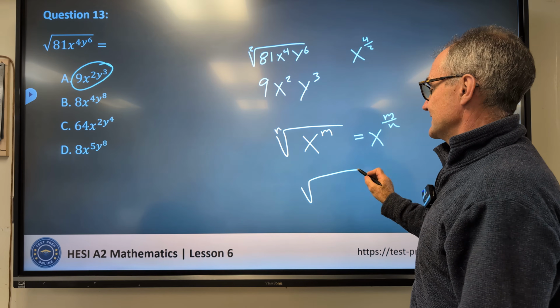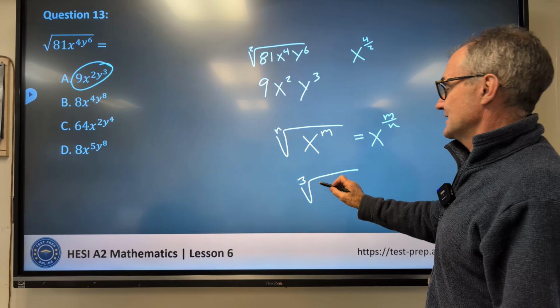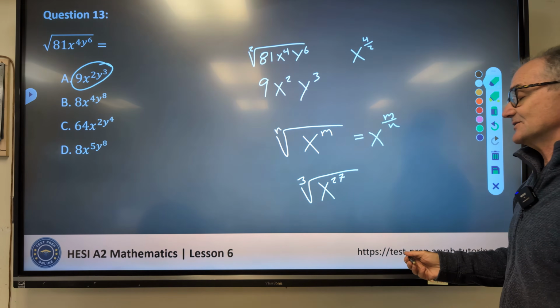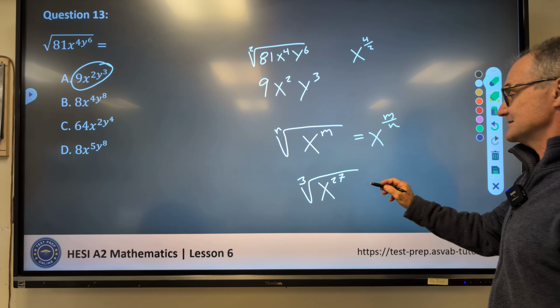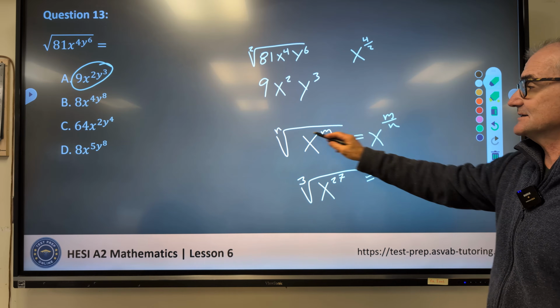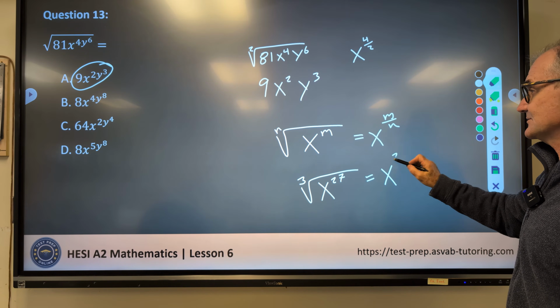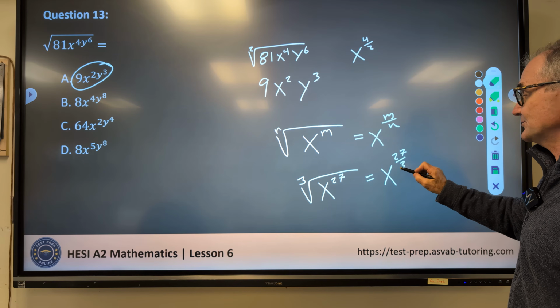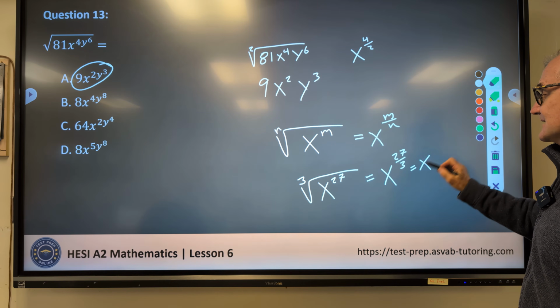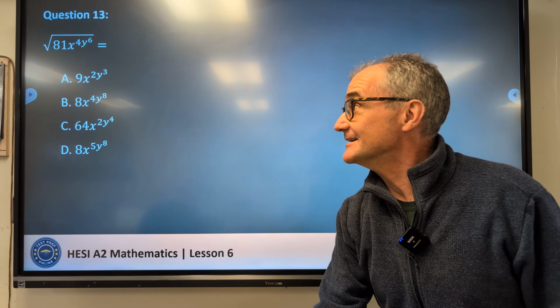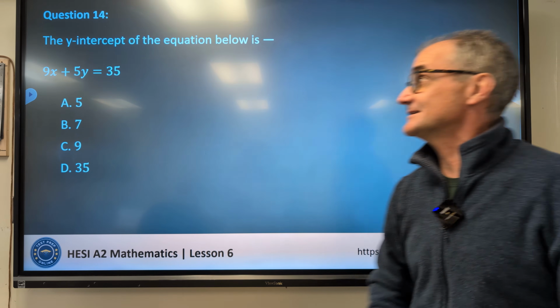So if I had the third root of x to the 27th, that looks hard, but I could just use that definition of square roots in exponential forms to say x to the 27 over 3, which is equal to x to the 9th. And there's a lot of stuff here. But if you're still here, you're doing the right thing, you're getting the work done, which is the key.